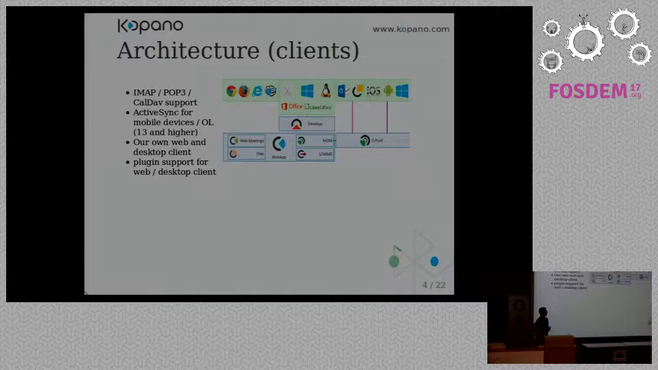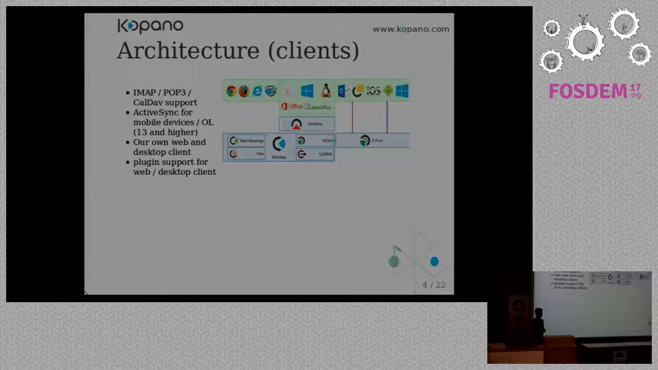So I'll talk first a little bit about our clients. We have a lot of clients supported. We have our main web client, which is called Web App. It has a plugin infrastructure, so you can have files integration, for example, with ownCloud, to attach a file from ownCloud to an email easily in one GUI.